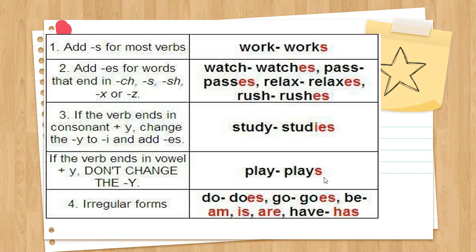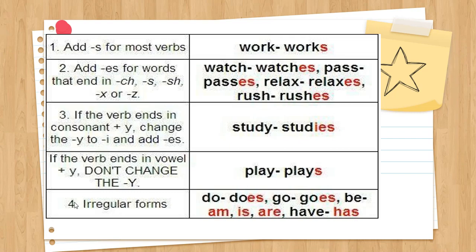Play, plays. Okay, Robert plays soccer with his friends. Susan plays video games with her sister. Okay, you need to be careful with these two rules, with these types of verbs.